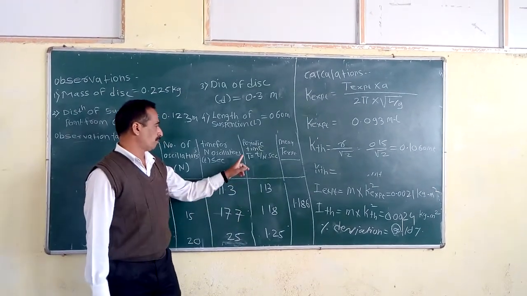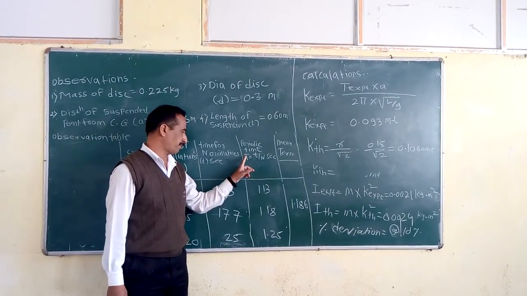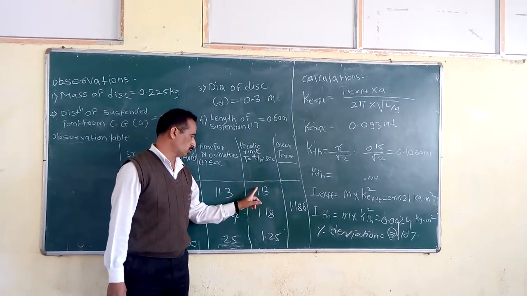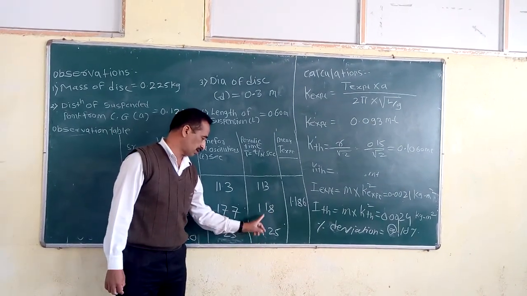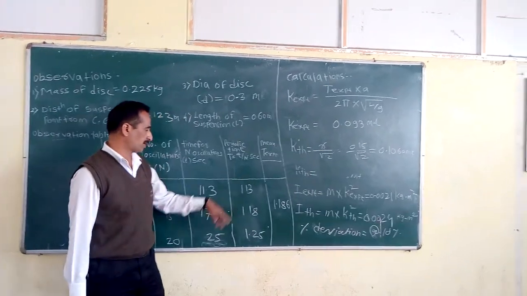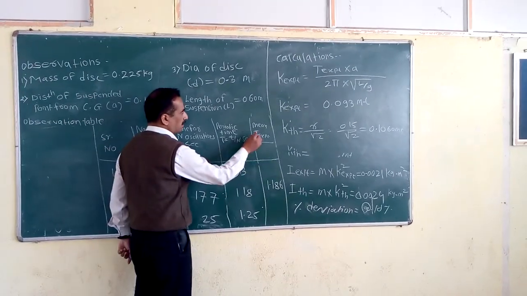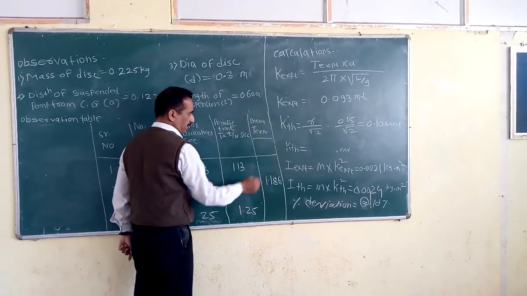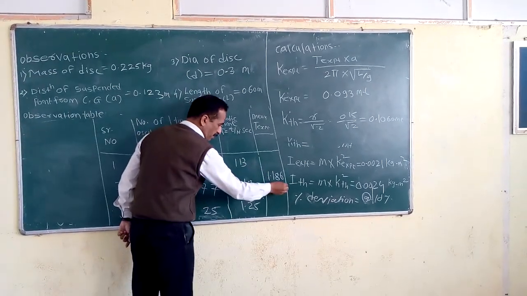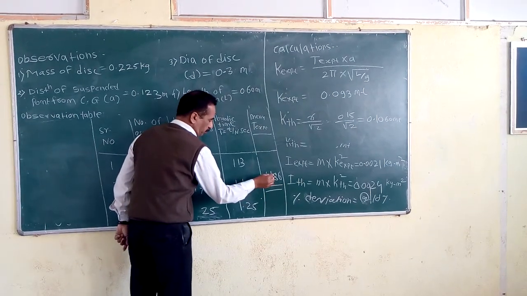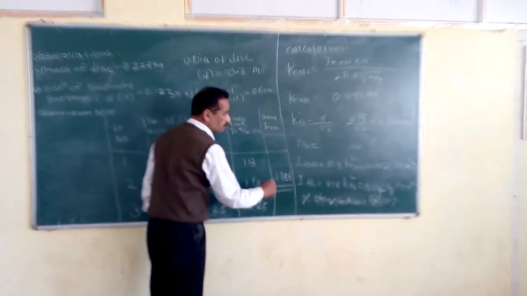Now for all these readings we have calculated the time required for one cycle, that is capital T equal to small t upon n. For the first reading it is 1.13 seconds, for the second 1.18, for the third it is 1.20. After that we found the mean of these three readings, and that is considered as T mean or T experimental. From this observation table we have found the periodic time for this disk, that is 1.8186 seconds.